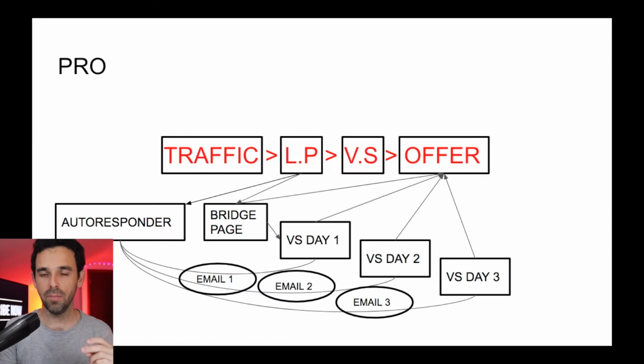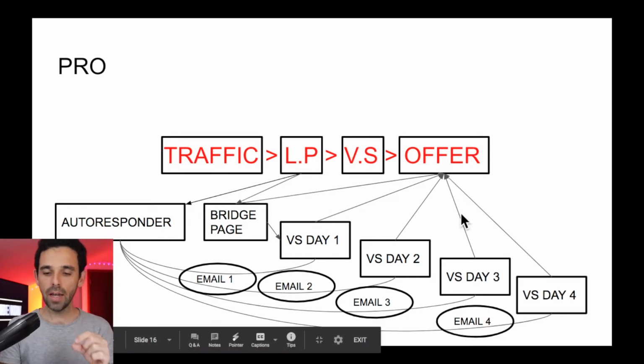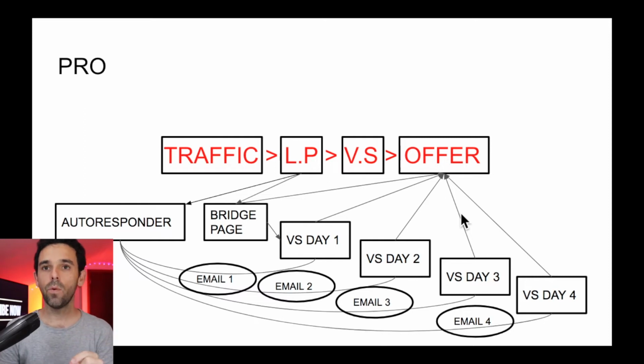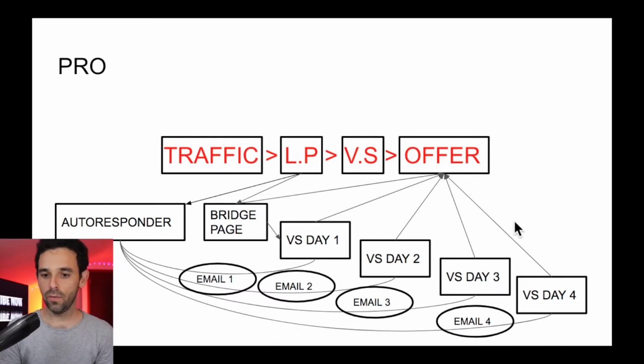So we send them another email, sending them to that value series day 3 page, where again we have another video, we teach them about the topic, and then we also have another button that leads them to the offer. Same happens on day number 4. On day number 4, our autoresponder sends them another email, which is email number 4, with the page where they're going to have, again, the video showing them how to do what we're teaching them. And then we have, again, a button that brings them to the offer.